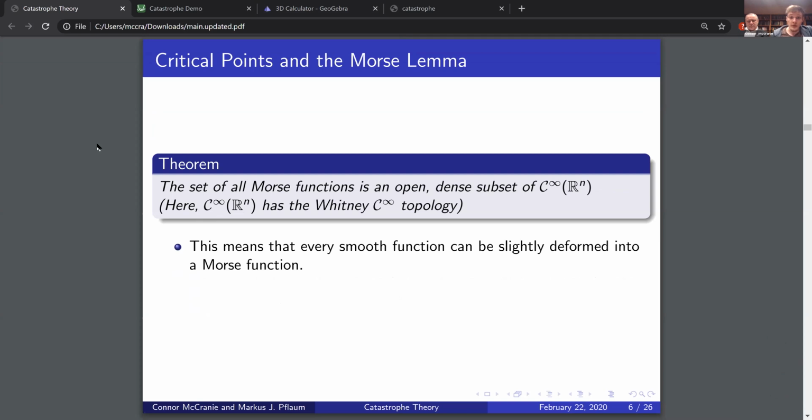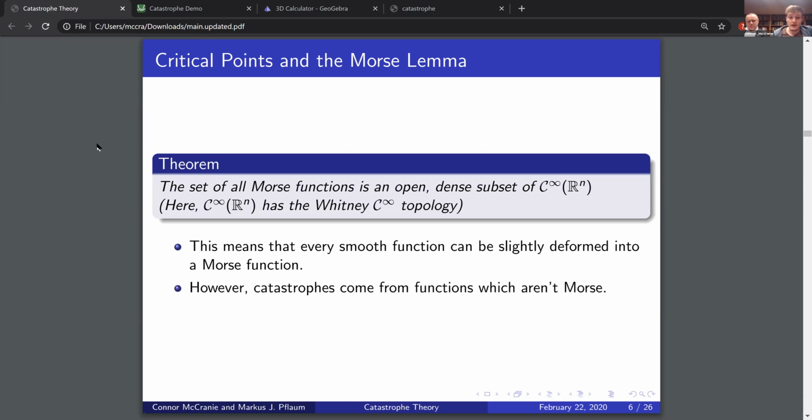So remarkably, the set of all Morse functions is dense in the subset of all smooth functions. What that means is that if I'm given any smooth function, then if I slightly deform it by the slightest amount, I will be able to find a Morse function that's extremely close to it. So even if I do have degenerate critical points, if I make a slight perturbation, then it will become non-degenerate.